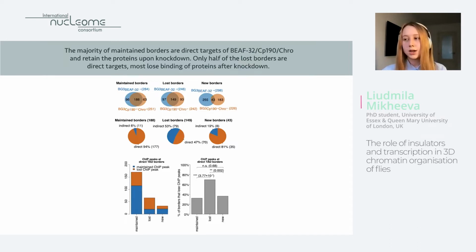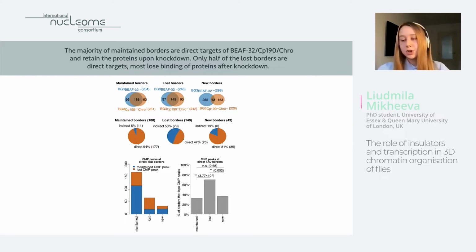The majority of maintained borders are direct targets of the three proteins, but only half of the lost borders are direct targets. To further confirm that direct maintained and direct lost borders are indeed controlled by the three architectural proteins, we analyzed the ChIP-seq data. So we analyzed the ChIP peaks near the direct TAD borders. And we found that the majority of maintained TAD borders retain BEAF-32 or CP190 upon knockdown, while most of the lost borders lose binding of these architectural proteins after knockdown.